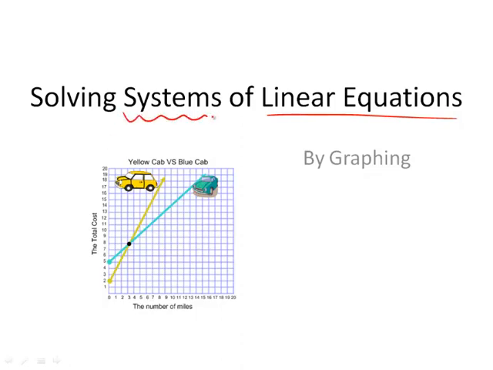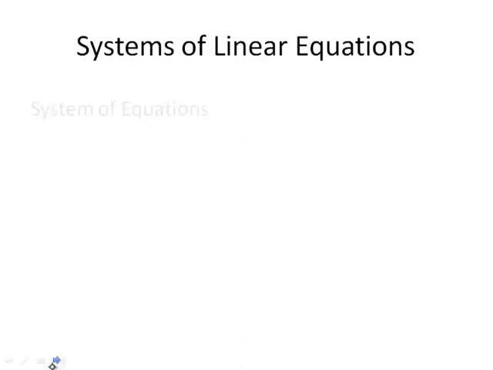A system of linear equations will be two of those linear equations considered together, meaning we could look at them both and see, hey, when are they the same? In this case, when you drive 3 miles, both cabs will cost the same amount. So this is a very intuitive way of solving systems of linear equations, and this intuitive way is called solving them by graphing. So let's take a look here.